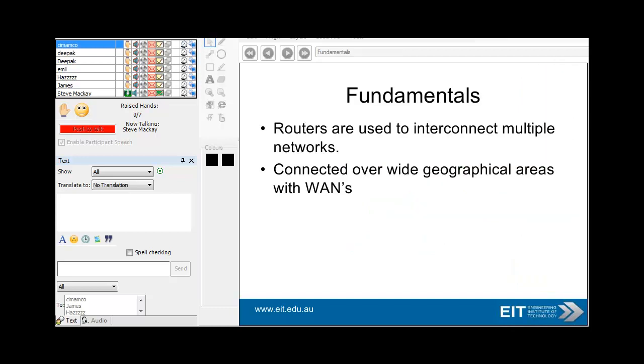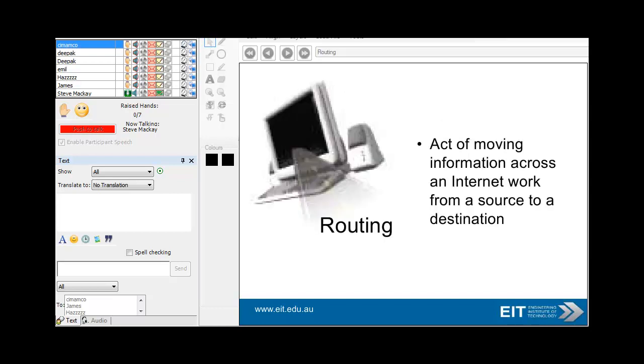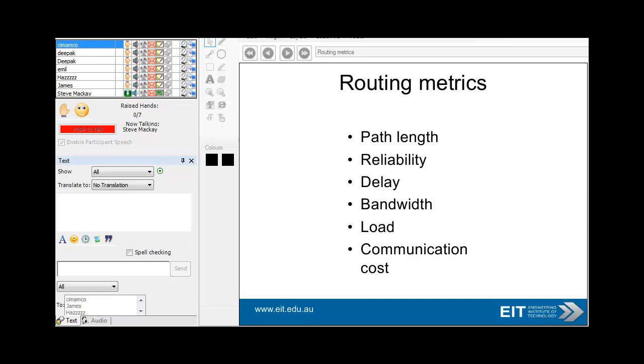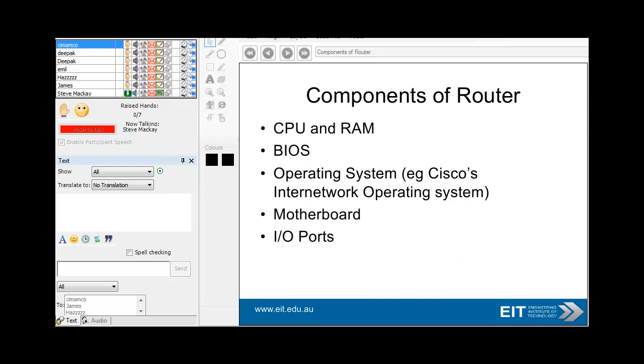Now, just to look at how a router and switch operates, routers are used to connect multiple networks, and they work at the IP protocol level. So routing is the act of moving information across the network, between networks. Different ways of measuring routing are path length, reliability, delay, bandwidth, load, and communication costs. These are all part of the decision of how to route your packets.